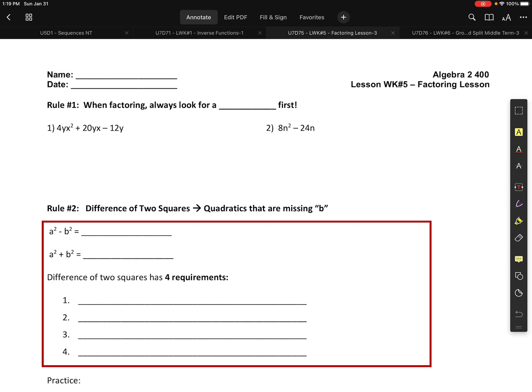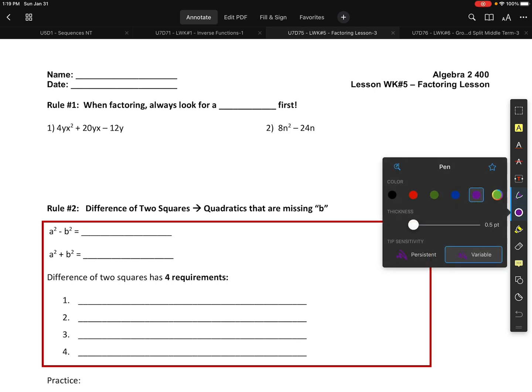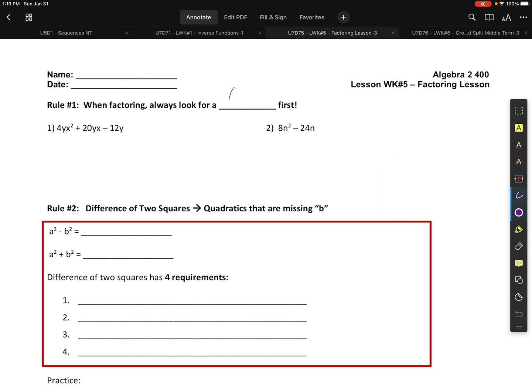This is old stuff. There's one new thing added, but most of this is old. All right, so factoring. What is the first rule of factoring? Always look for a greatest common factor. As we progress through this unit, you have to find the GCF. If you don't find the GCF, life will be so much more difficult. GCF makes everything easier. So for this first problem, GCF is 4y, which leaves us with x squared plus 5x minus 3. Second one, take out 8n, which leaves us n minus 3. Always focus on the first rule of factoring.